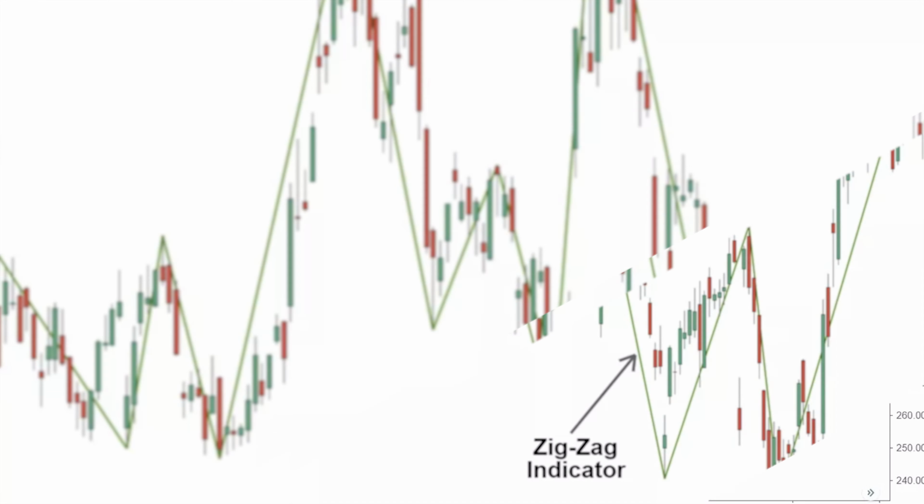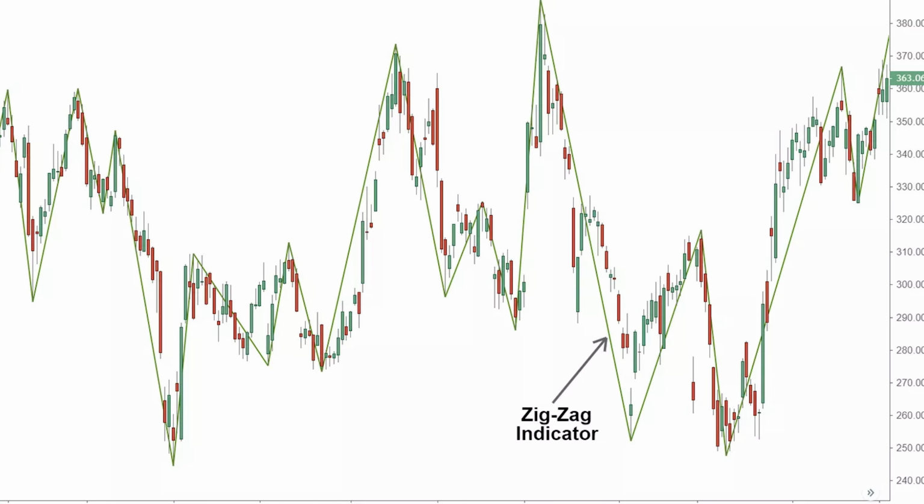So what is ZigZag in simple words? This is a tool that smooths out random fluctuations and connects on the chart only those reversal points that are large enough. And it doesn't try to predict the future. It does something else. It helps you see trend segments, key swing highs and swing lows, and zones where price most often reverses, meaning potential support or resistance.